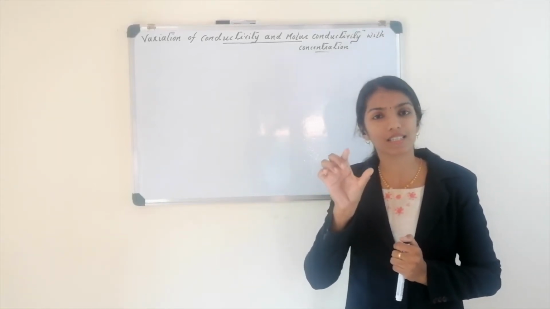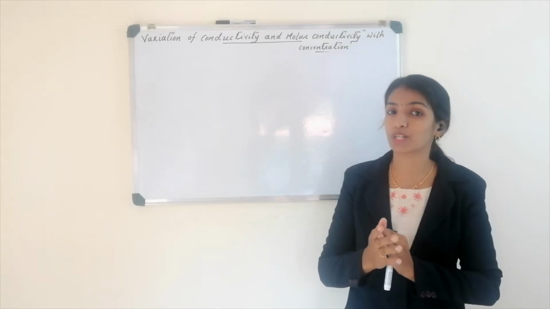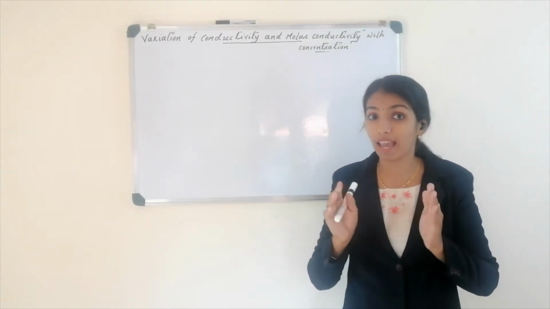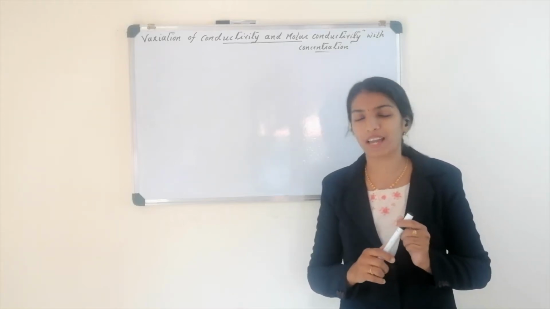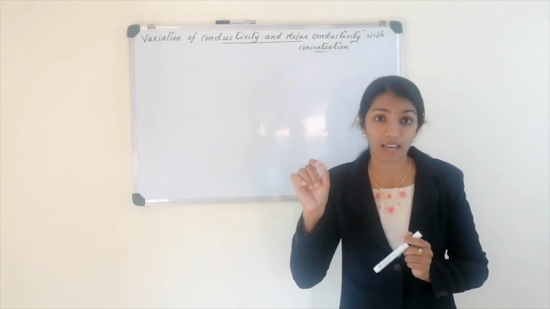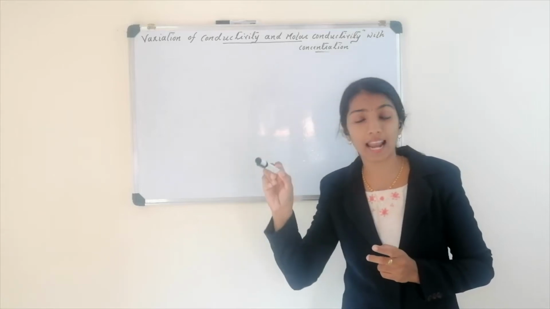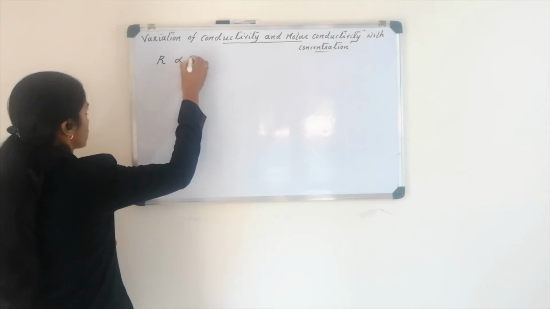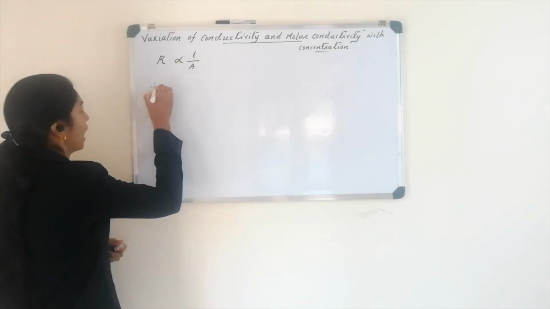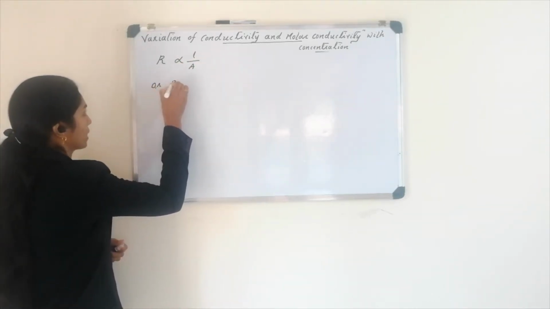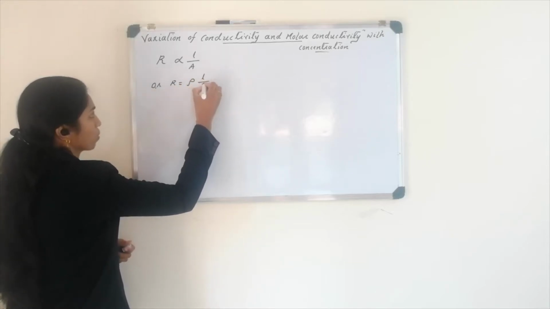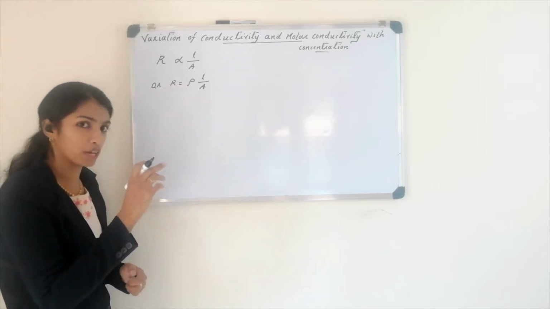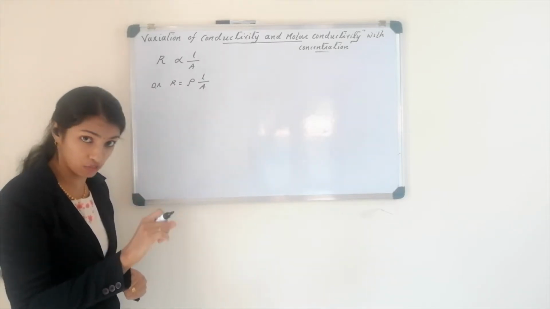And this resistance R is directly proportional to the length of the object and it is inversely proportional to the area of cross section of the object. Then we can write R is proportional to L by A, or R is equal to a proportionality constant rho into L by A, right? Here this proportionality constant rho is known as specific resistance or resistivity.